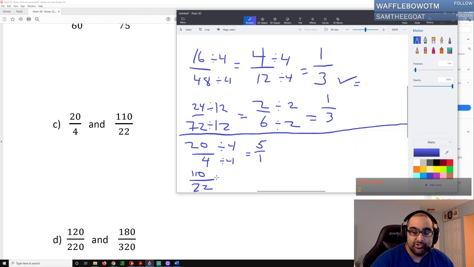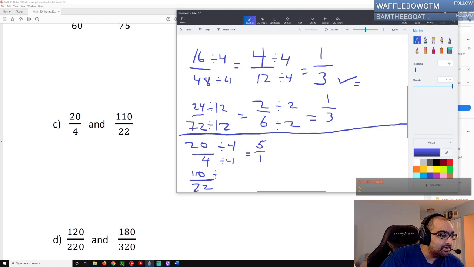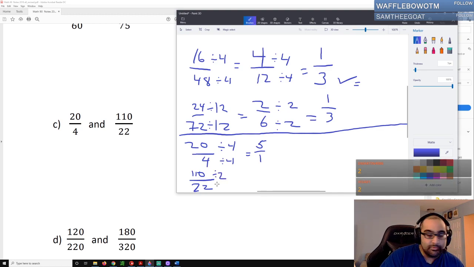All right, 2. 2 is a good start. If you're not sure, go with something simple, something small. That's fine.